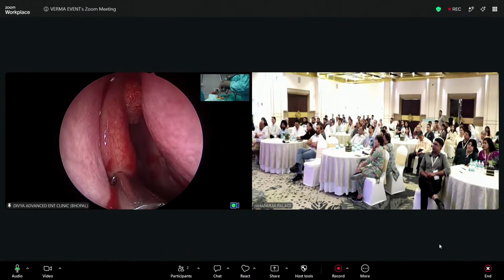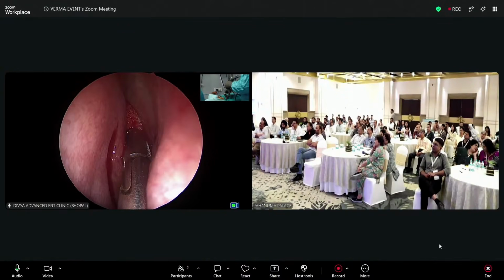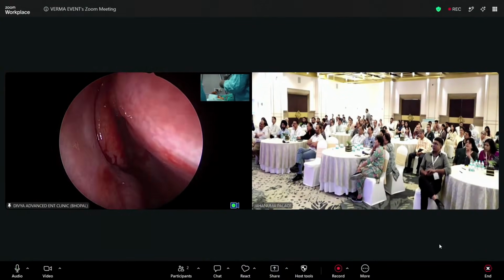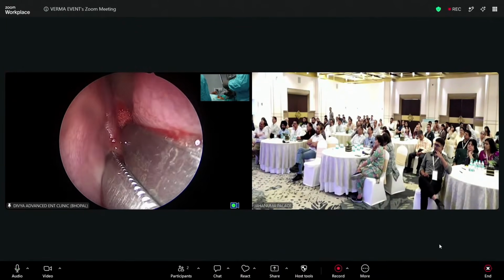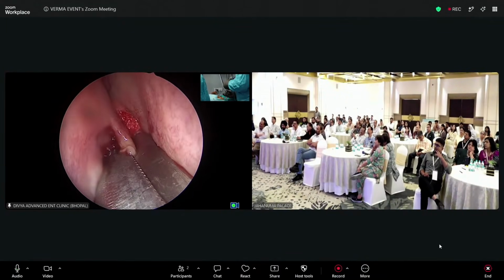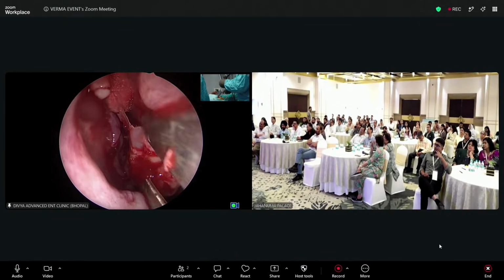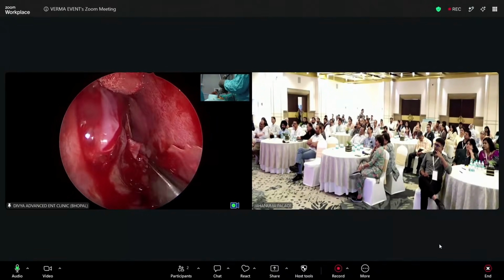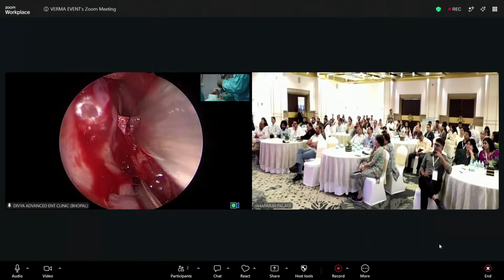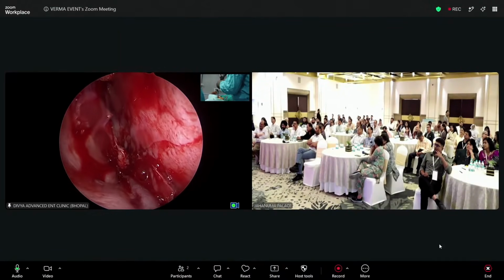See the obstacle. The obstacle is, see, this area you need to flatten completely. You have to make it flat to accept your seal. So my first step is to cut the middle turbinate, bring it down. We have two sinus cases, one primary, one revision. So we'll discuss the sinus surgery later on.